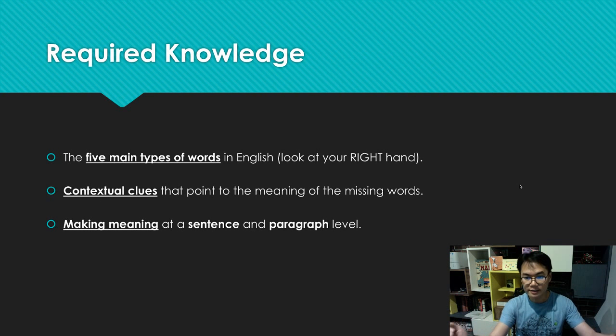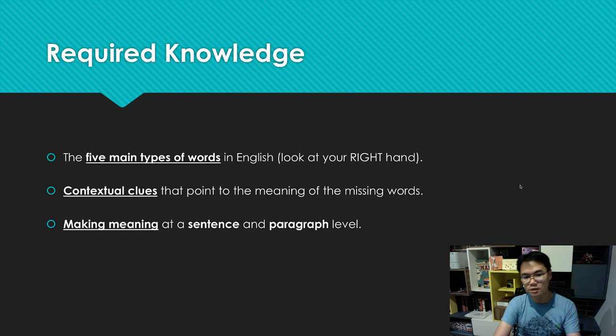Then, looking at that sentence in the paragraph, does it make sense? If the sentence and the paragraph make sense with the word you've put in, then the odds are that that is the correct word. It makes sense. So that's the final check, the final ingredient you need to know for today's lesson.